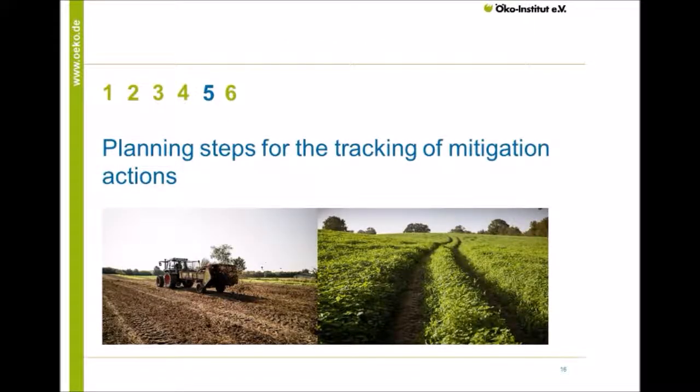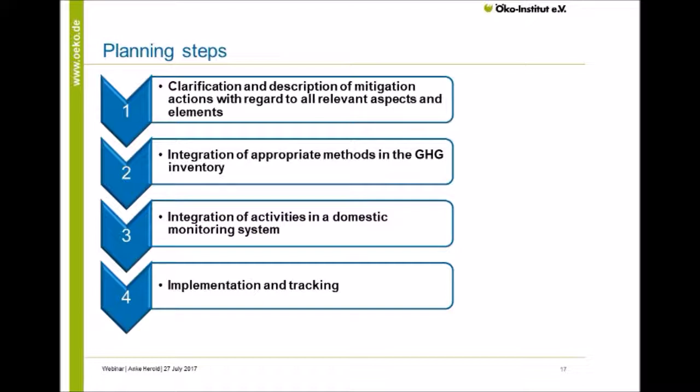Then I would like to go to the planning steps for the tracking of mitigation actions. This part is a bit less specific to agriculture and a bit more generic, as we developed this in the projects we were working with. So the first step in the tracking of the mitigation actions would be to really clarify and describe clearly the mitigation actions with regard to all relevant aspects and elements in relation to the impacts on greenhouse gas emissions. Then the second step is to integrate the appropriate methods that reflect these mitigation actions in the greenhouse gas inventory. The third step is to integrate the activities in a domestic monitoring system. And then it would be the fourth step, the continuous implementation and tracking via the inventory and potentially other indicators a country would like to use.